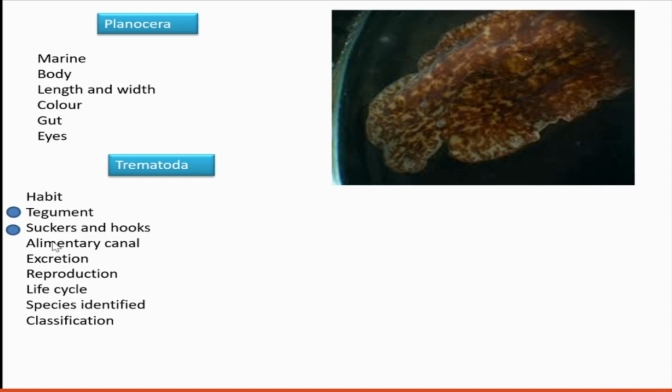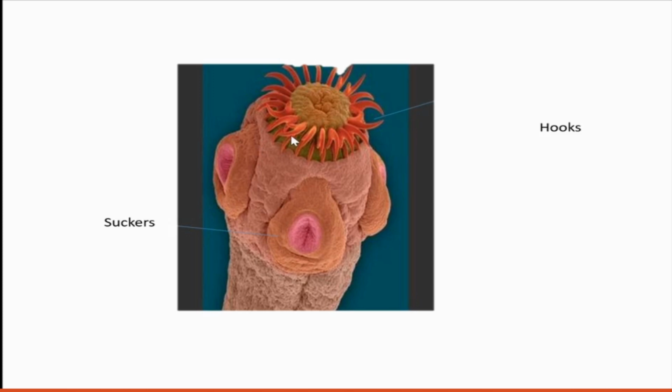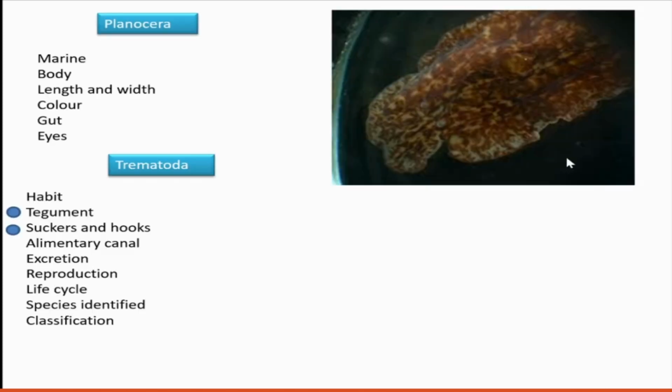Then they also have suckers and hooks for better attachment. Regarding the alimentary canal, it is well developed, with two main branches of the intestine, but the anus is absent. Then excretion. What about the excretion? The excretory organ is protonephridia.